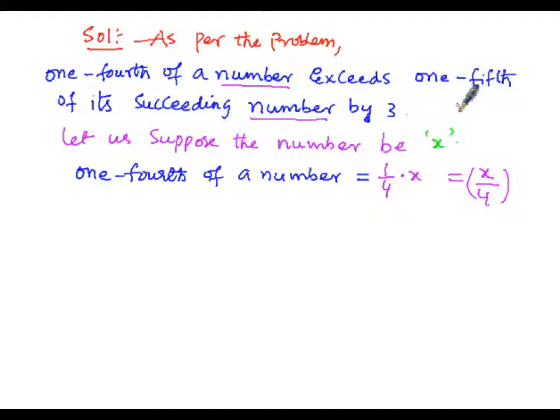Exceeds 1/5 of its succeeding number. So for instance, if 5 is a number, then the succeeding number will be 5 plus 1, that is 6. If 7 is a number, then the succeeding number will be 7 plus 1, that is 8. So in case the number is x, where n stands for the number, if the number is x, then the succeeding number will be x plus 1.